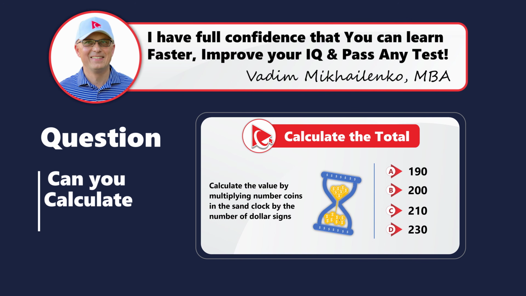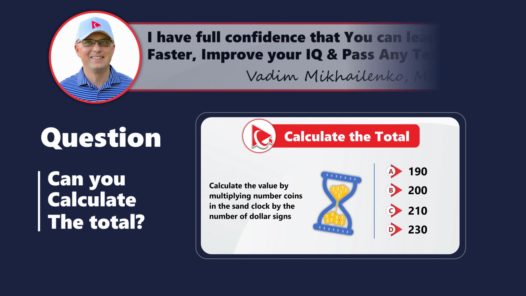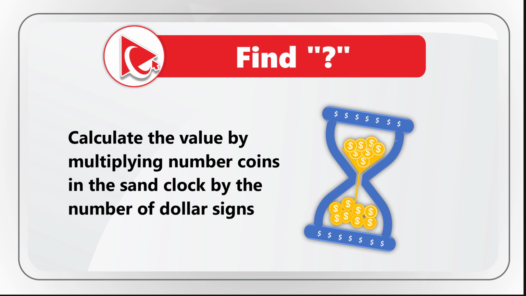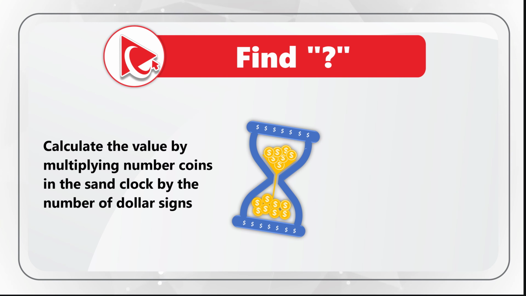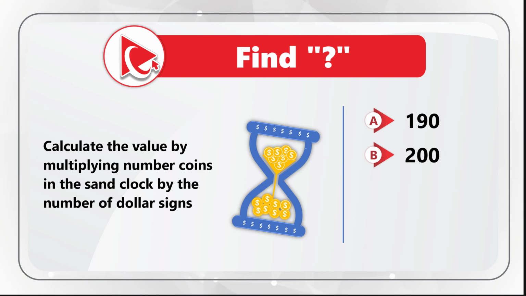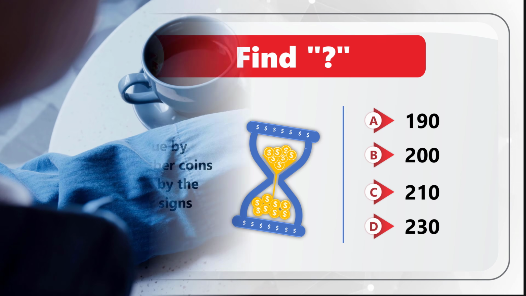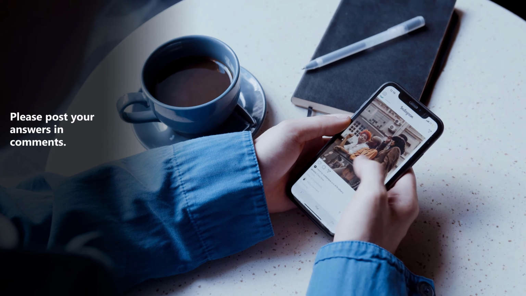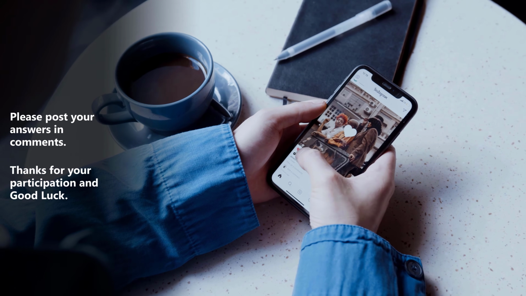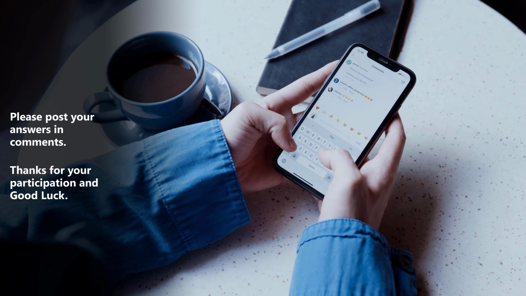Here's the problem for you to test your business math skills as well as attention to details. You need to calculate the value by multiplying the number of coins in the cent block by the number of dollar signs. You need to select out of 4 possible choices. Choice A, 190, choice B, 200, choice C, 210, and last but not least, choice D, 230. Once you complete the calculations, please make sure to post your answer and calculations in comments so I can give you my feedback. Thanks for participating and good luck.